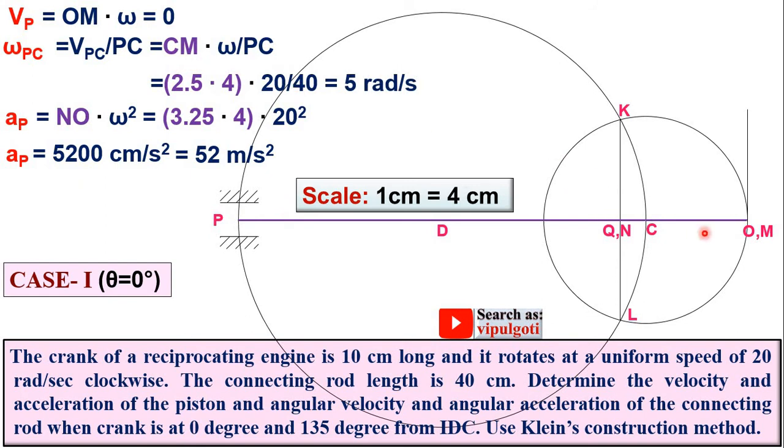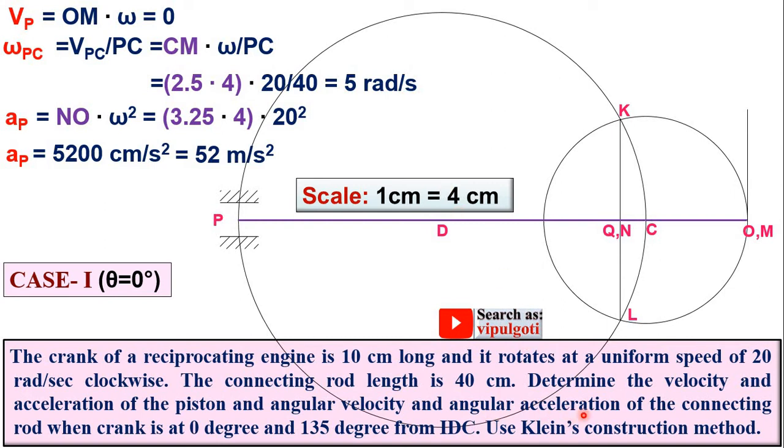So if you measure vector Cm in centimeter, then it will be 2.5 centimeter multiplied by scale 4 centimeter into omega, that is given to you as 20, divided by Pc, that means the length of the connecting rod, which is given to you in centimeter, so no need to convert. So if you simplify, then you will get angular velocity of the connecting rod as 5 radian per second.